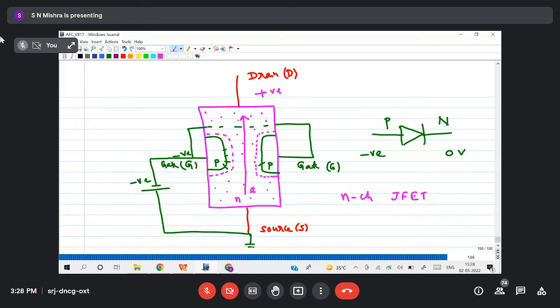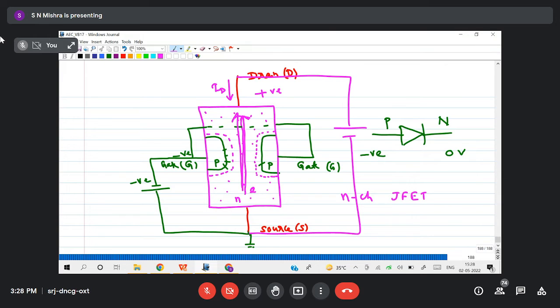Okay. Now I'll connect positive voltage here. So positive voltage will attract more and more electrons from source to drain. Electrons are moving in this direction, which means current will be opposite to that. So this is your drain current.